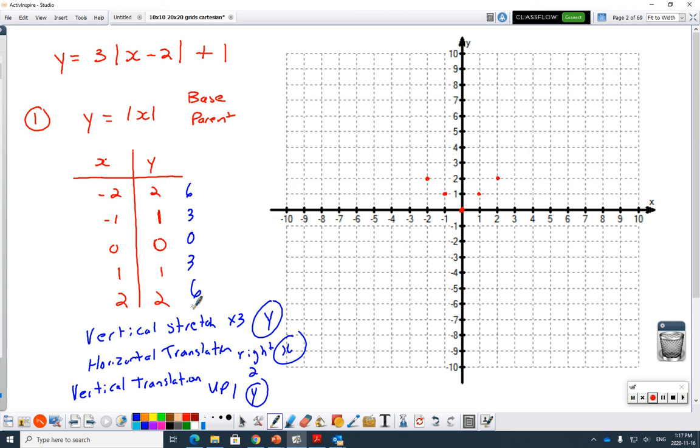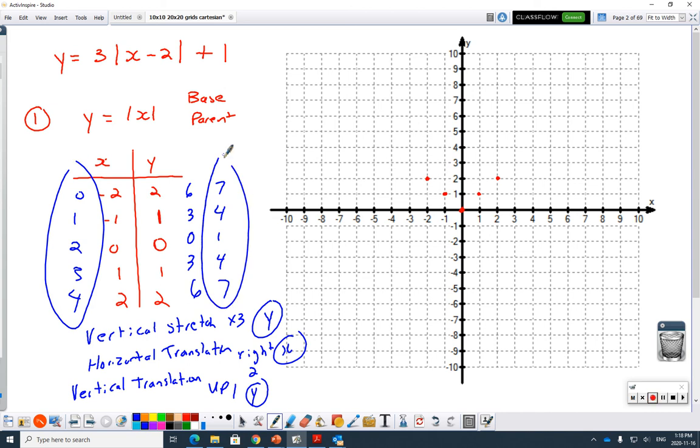SRT says do your stretches first. Then it says do your reflections. It actually doesn't matter which one you do first, whether you do reflections or stretches first. But just for memory tool, you do stretches, reflections. This one doesn't have any reflections. Then it says do your translations. So I'm going to translate the x values right 2. Right 2, this will become a 0, a 1, 2, 3, and a 4. And then it says vertical translation, move all your y values up 1. I get a 7, a 4, a 1, a 4, and a 7. And you graph those points. I'll come back to that in just a second. Then I'll do my method for a while and then finish off this method at the end.